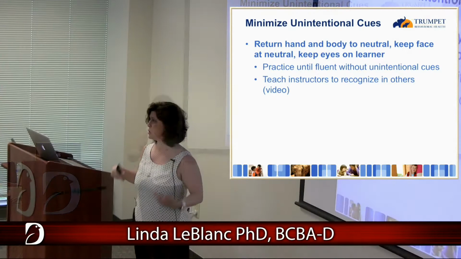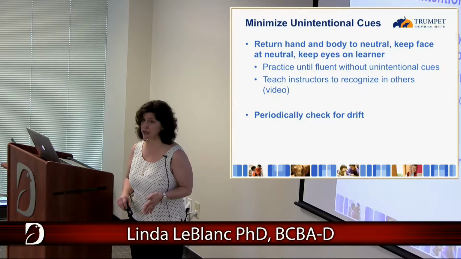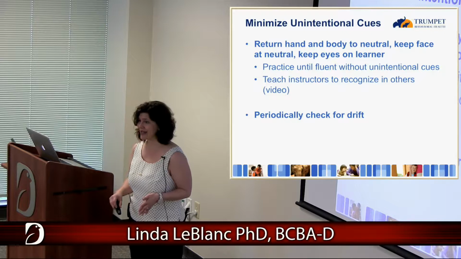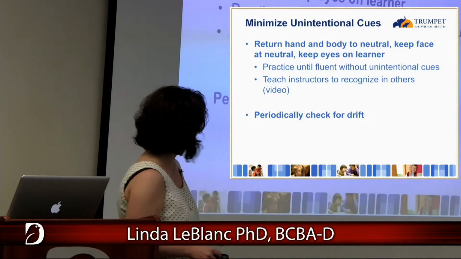Okay. So even once someone reaches fluency, periodically check for drift. And learners who might have the hardest time tend to be the best shapers of our behavior in the wrong ways. So we start becoming variable to try to get a little bit more success, and that variability very often can corrupt our stimulus control.